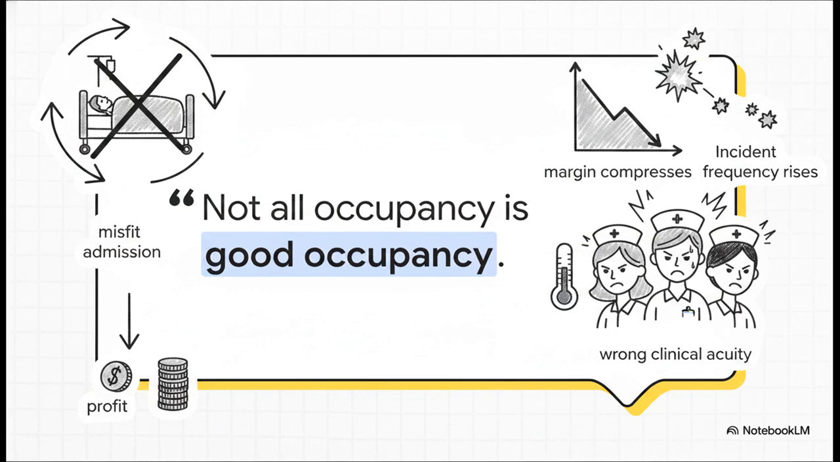It's tough to hear, but a single misfit admission, someone at the wrong clinical acuity, absorbed by a care team that's already stretched way too thin, can actually cost you more than that resident ever contributes in revenue. If you're bringing in folks that your building just wasn't designed to support, your margins compress and your incident frequencies shoot up. It's really that simple.